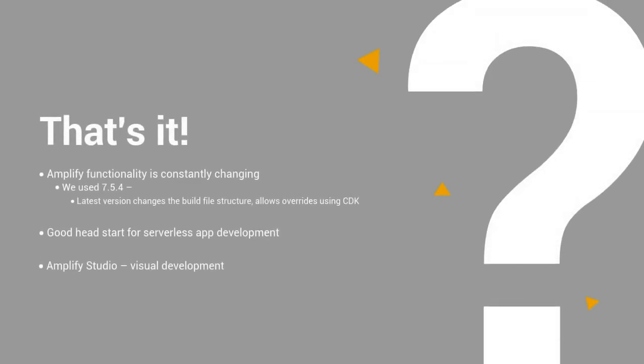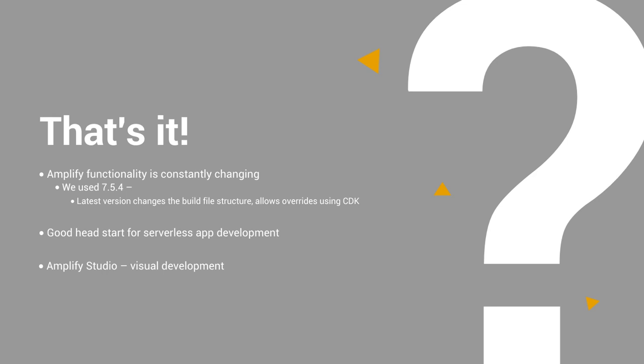And that's it with the series. Just remember, Amplify functionality is constantly changing. We used version 7.5.4, and as we were going to production with this video, we realized there were a lot of changes in the latest version of the Amplify CLI. It changed the build file structure and the way that you override the templates that are generated by Amplify. You override them using the Cloud Development Kit, the CDK. It provides much more granular ability to make more specific changes using TypeScript or another programming language. So just a different way of managing files. Just be aware of that if you use our code at 7.5.4, but that structure has changed.